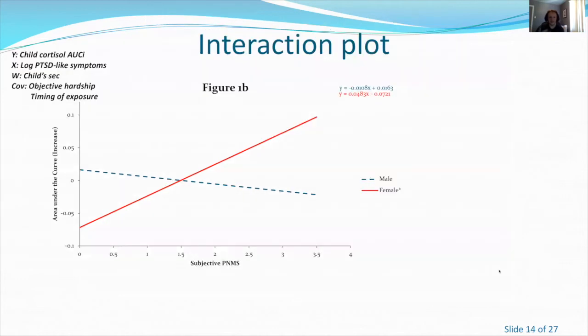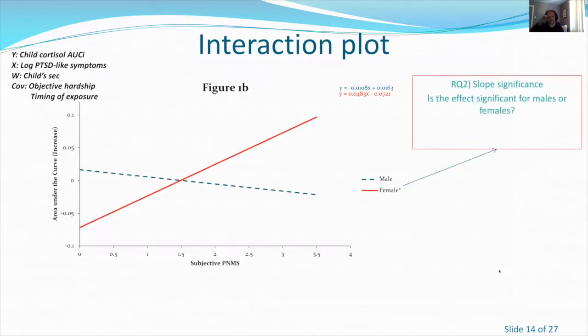So to summarize all of that, it helps us to answer research question 2, which is: is the effect significant? Well, was the effect different between males and females? Yes, because the interaction was significant. But also, is the effect significant in males or females? And you can see here that it is significant in females only. So the effect of subjective distress on cortisol reactivity is significant in females only.